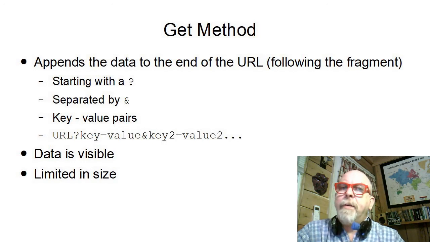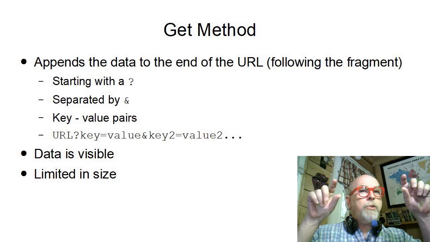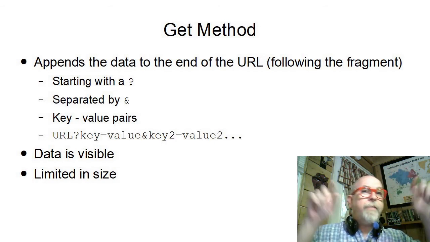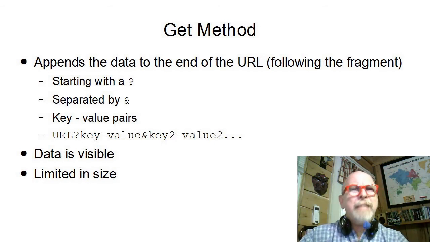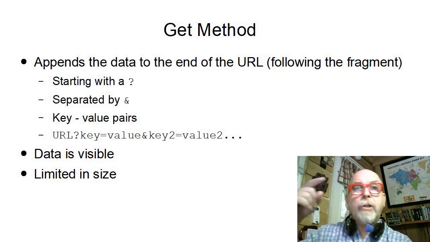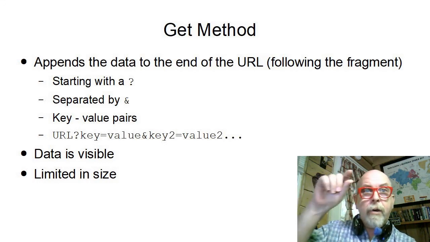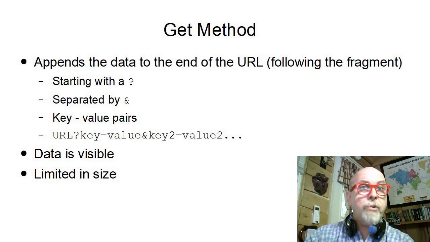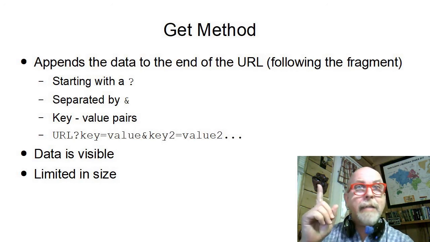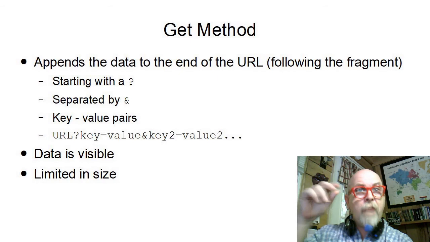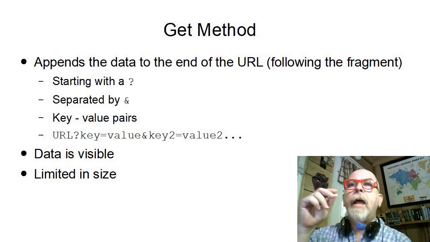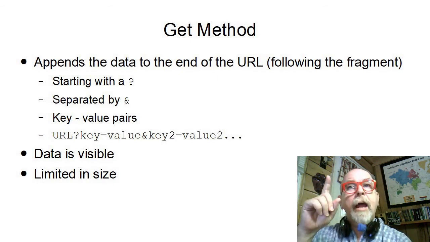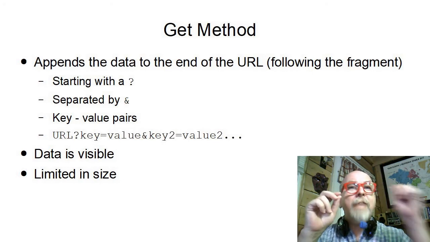The get method basically appends the data to the URL, out here on the end of the URL, and you can see it when you go into your browser and look in the URL bar where you can see the URL. You'll often see all this gibberish on the end of your URL, and that's get data. It follows the fragment part of the URL, and it starts with a question mark, and then uses key value pairs.